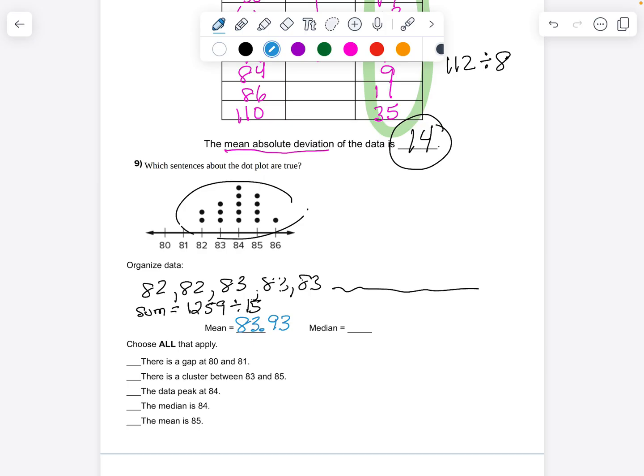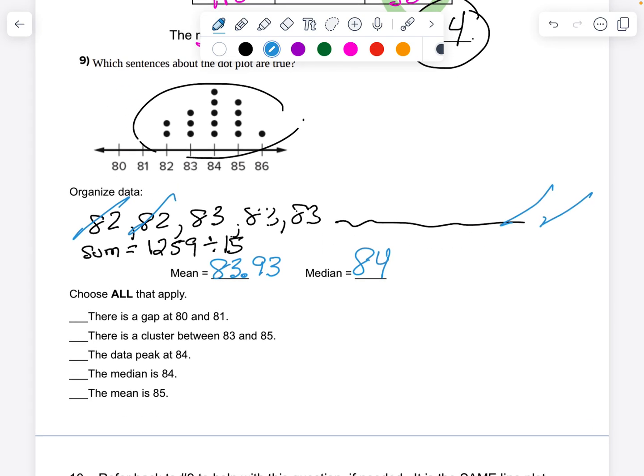For the median, you had to cross off the lowest, the highest, the lowest, the highest. And of course, I don't have it all listed, but you would find that there's an actual median. There is a middle that is exactly at 84 because there was an odd amount of data, so you did have a middle. Now we have to figure out which of these describe the data.